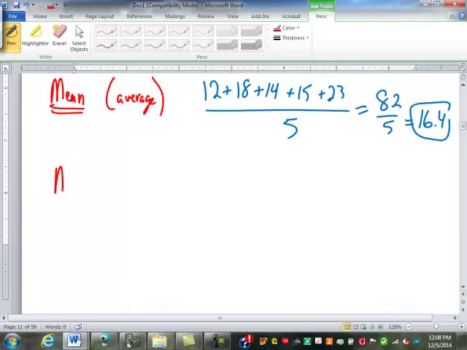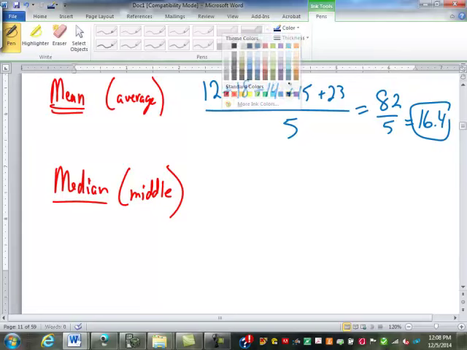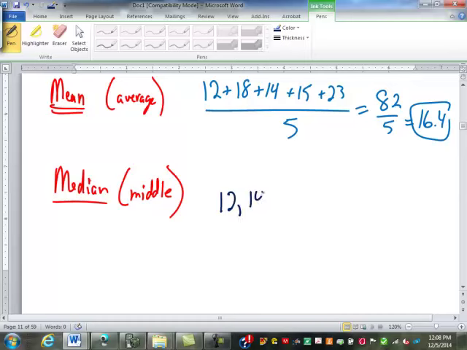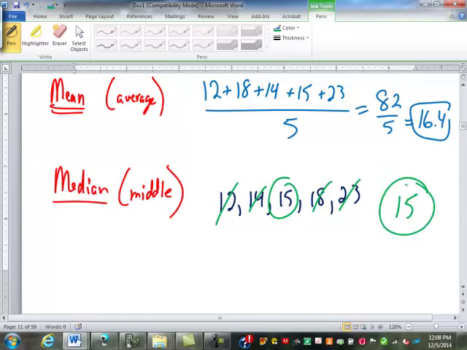Let's do the median. The median is the middle. So to do the median, we have to put them in order from smallest to largest. So we'd have to put them 12, 14, 15, 18, 23. So that's step one. You put them in order. Second, you find the middle. I can cross off the smallest and largest if I want to. What's left in the middle? 15. 15 is my median.